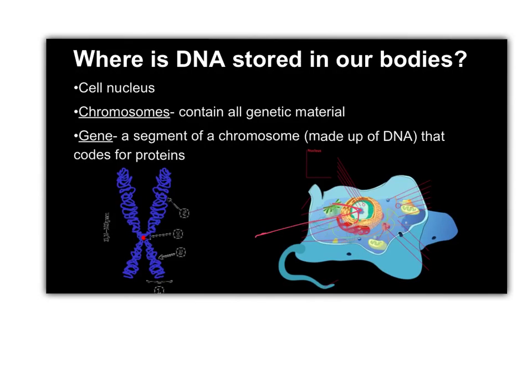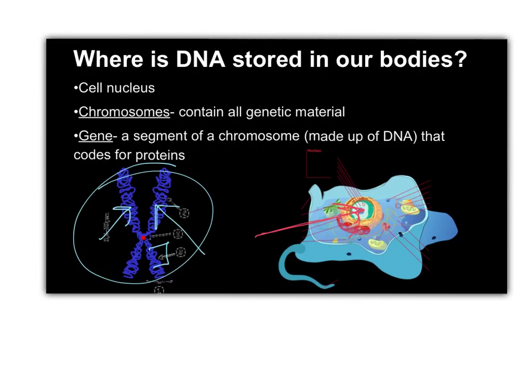Chromosomes are found within our cells as well, which is where the DNA is. The chromosomes contain all of that genetic material. Right here is what a chromosome looks like. Within that chromosome, we find DNA. A gene, another key term, is a segment of a chromosome, which is made up of DNA, that codes for those proteins, codes for those traits in our body. So a segment of this chromosome will code for the proteins in our body, which make our hair color, eye color, all of that sort.